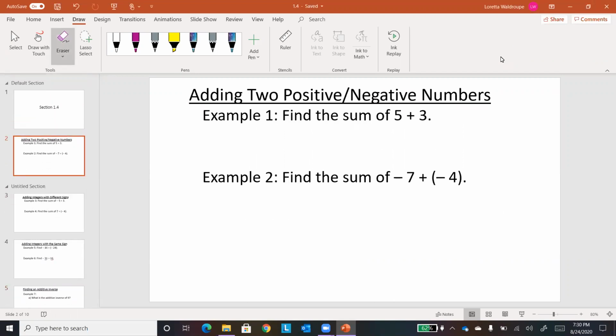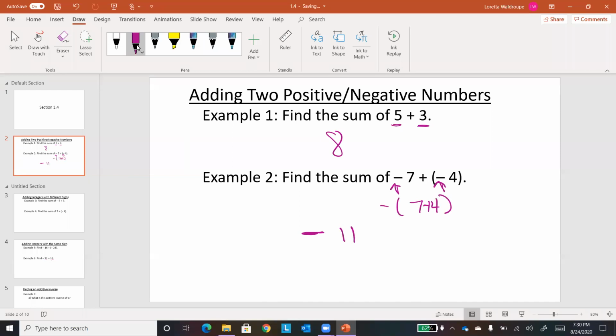Okay, so when you're finding the sum of two numbers, when you're adding them, if they're both positive, you just add them. 5 plus 3 is 8, and your answer will stay 8, a positive. If they're both negative, your answer is negative, and you add 7 plus 4 gives us 11. So it's negative 11.